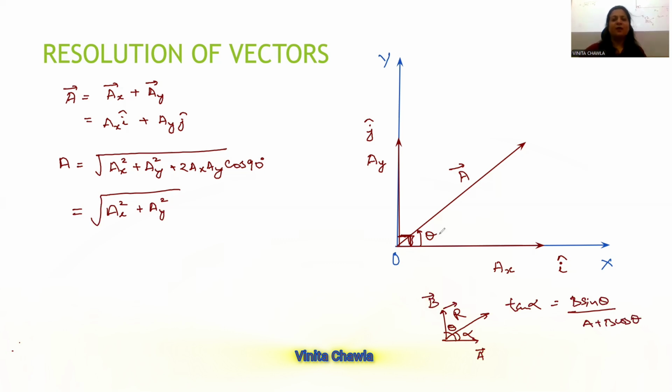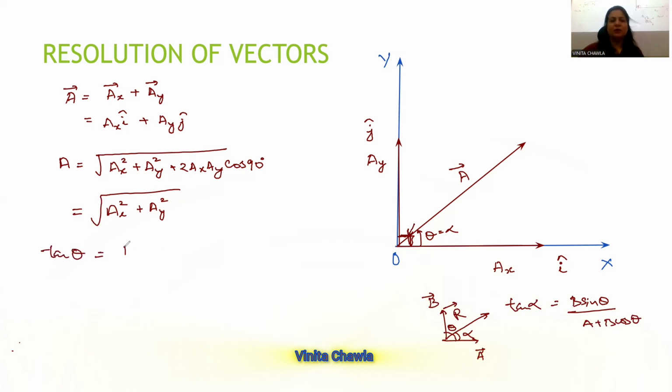Here, in place of alpha we have theta, and in place of theta we have 90 degree. Okay, so wherever we have theta we'll write alpha, and where we have alpha we'll write theta, and where we have theta we'll write 90 degree. ठीक है, so angle between the resultant vector and one of the vectors is tan theta.